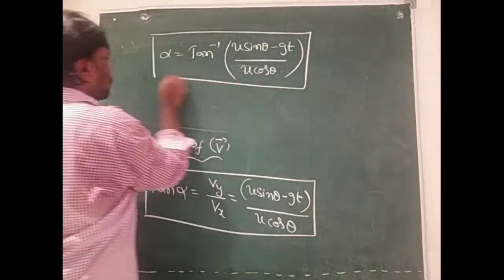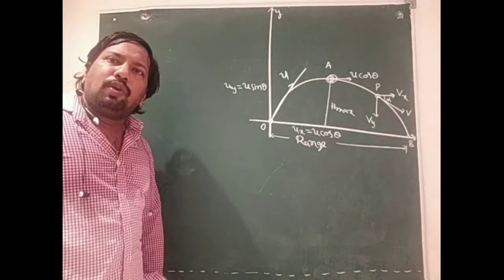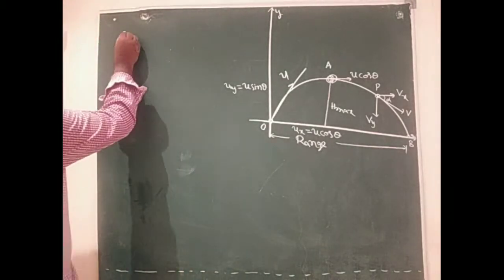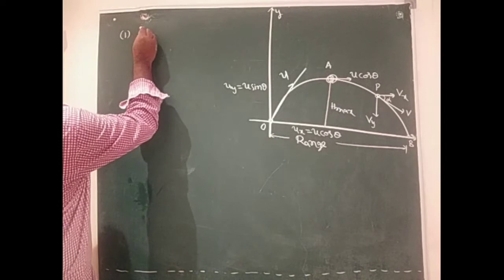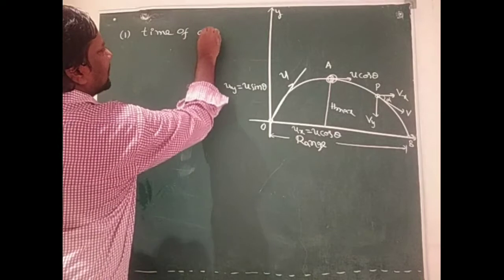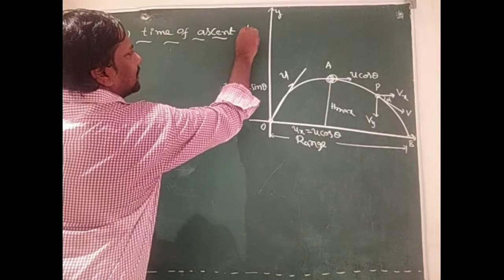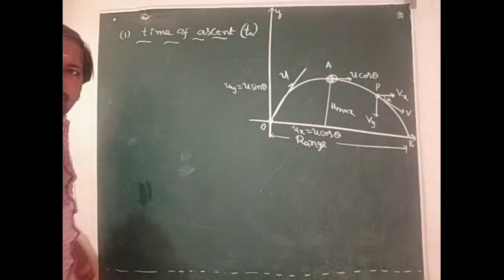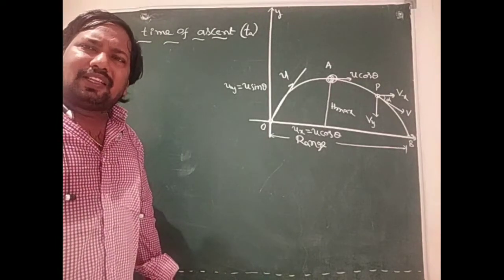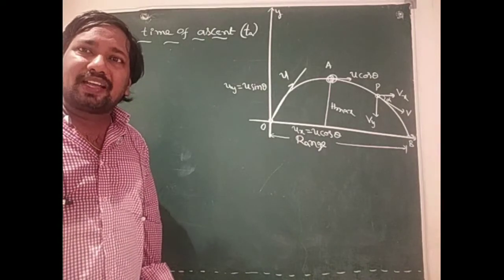This is the direction of V bar. Now, in the case of oblique projectile motion, some parameters are there. So, first of all, in the case of oblique projectile motion, time of ascent. What is the equation of time of ascent? It is denoted by letter T. Time of ascent means the time taken by the projectile to reach maximum height.